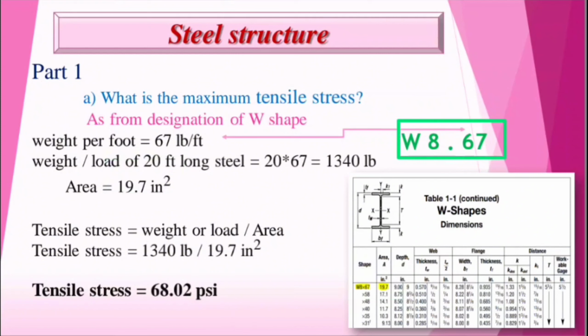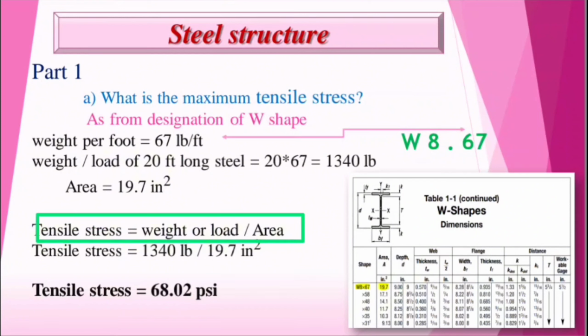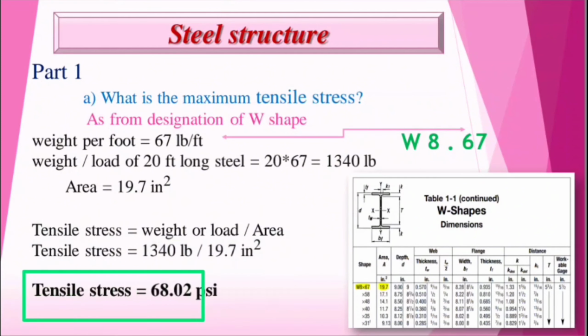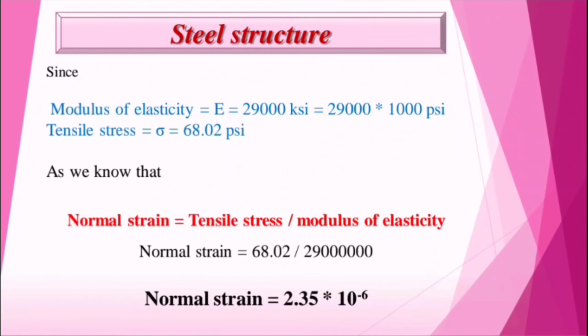Remember this. For tensile stress we know the formula: tensile stress is equal to weight or load divided by area. We have the load, 3040 pounds, and the area, 19.7. By dividing, we get the tensile stress, which is 68.02 psi. Now we solve the second part by finding the maximum normal strain.